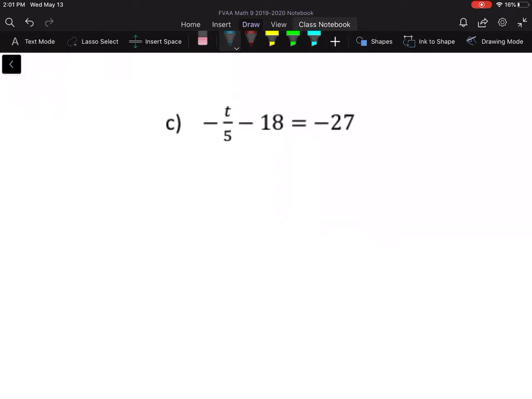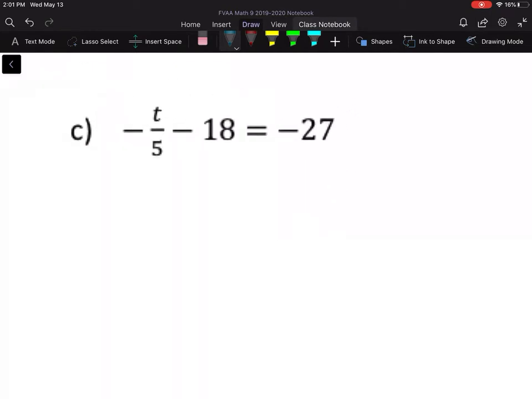Let's try another one. Again, start with the minus, plus, minus, the opposite of order of operations is kind of the direction you want to go here. All right, so here it's minus 18. So I'm going to add 18 to both sides, plus 18, plus 18. That's going to give me t, and I'm going to put that negative in the denominator, okay, because I want a positive variable left at the end.